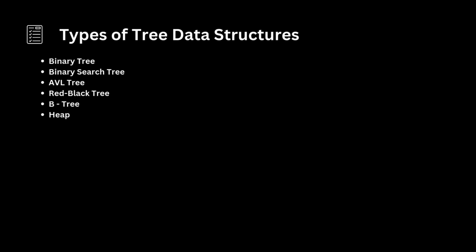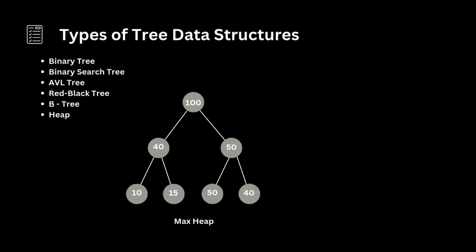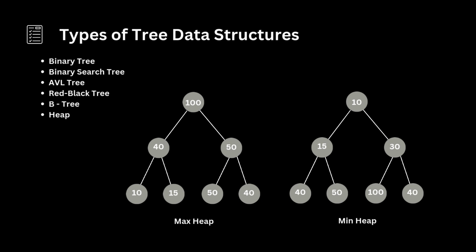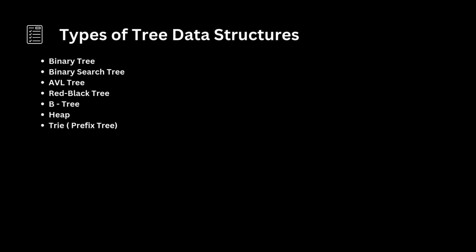The next type is heap. It is a complete binary tree that satisfies the heap property. In max heap, parent nodes are always greater than or equal to their children. In min heap, the parent nodes are always less than or equal to their children, typically used to implement priority queues. The next type is trie, also called prefix tree.